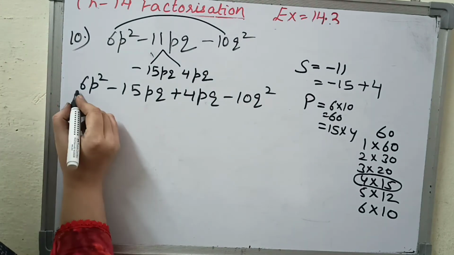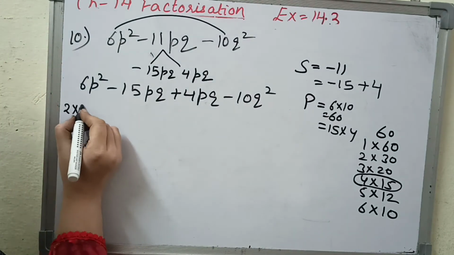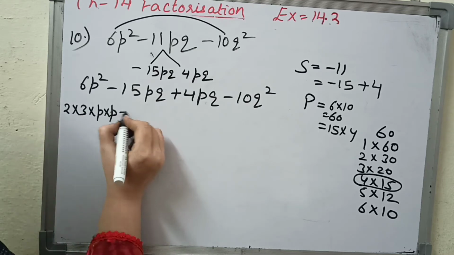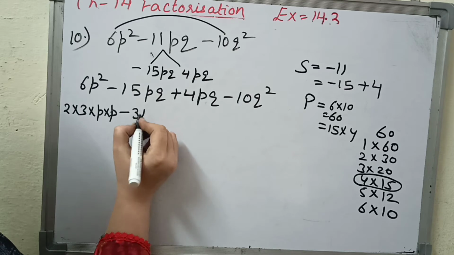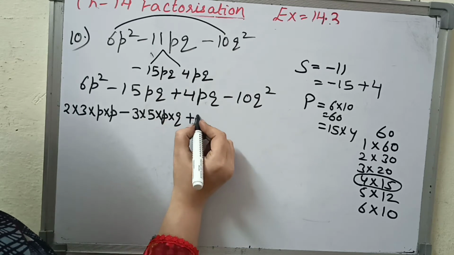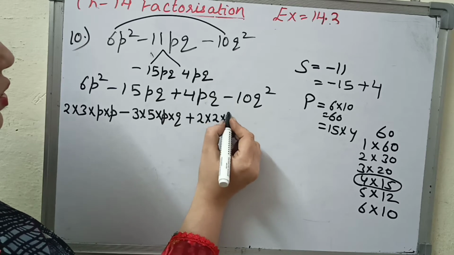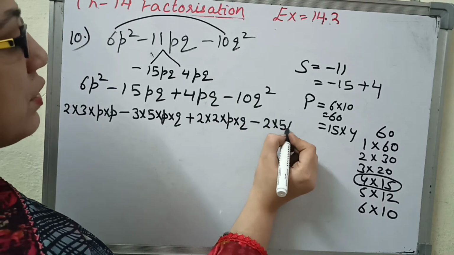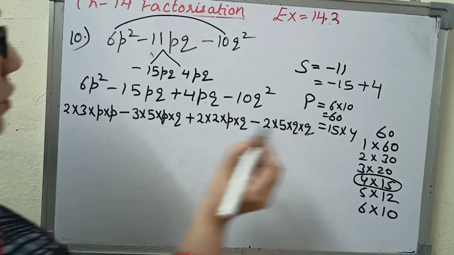Now again make the factors. 6 can be written as 2 into 3. P square can be written as p into p. Minus 15 can be written as 3 into 5, p into q. 4 can be written as 2 into 2, p into q. Minus 10 can be written as 2 into 5, q into q.